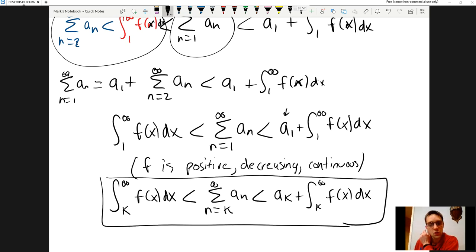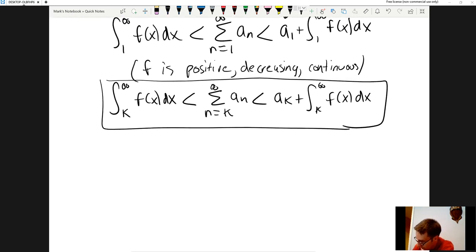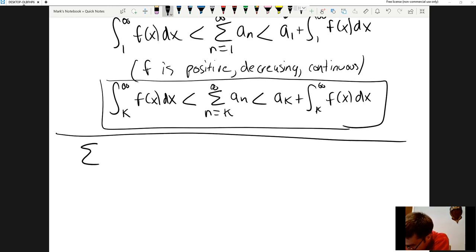All right, so we've derived a nice relationship that compares the sum to an integral, and we can now use this to come up with good estimates. So let's focus on a particular series. Let's look at the sum from 1 to infinity of 1 over n squared.